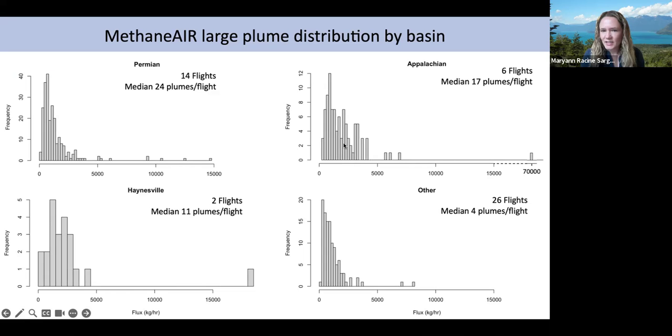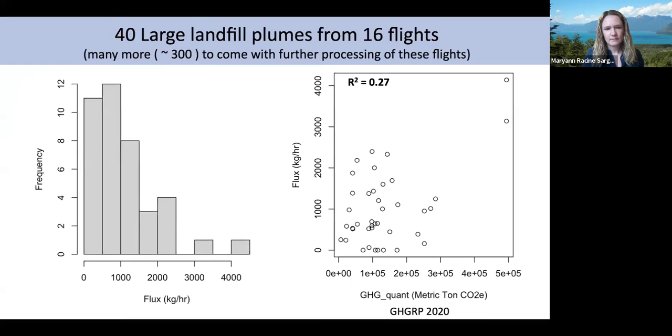You can see Appalachian in particular has a lot in this 2 tons to 5 tons space, even almost compared to Permian. That could be because Permian probably had lower winds when we were there, so that allowed us to find more of the smaller plumes. Haynesville in particular was pretty windy for those 2 flights we were there, so we didn't find a lot of the smaller plumes. But anyway, we have a lot of big plumes. We have a lot of plumes in general, and we're still working on going through and really attributing all of them so we can break it down by sector and things like that.